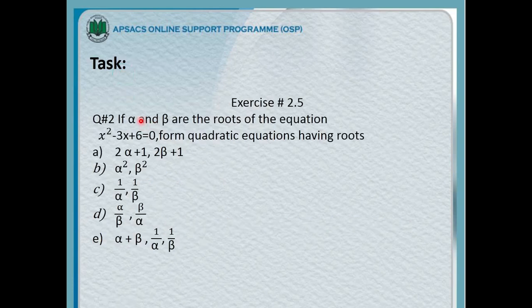Task. So students, you are required to solve question number 2 of exercise 2.5, in which alpha and beta are the roots of this equation x square minus 3x plus 6, and you are required to form the quadratic equation, and you have to solve all these parts C, D up till part E of question number 2 of exercise 2.5.